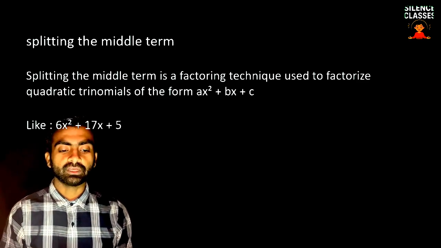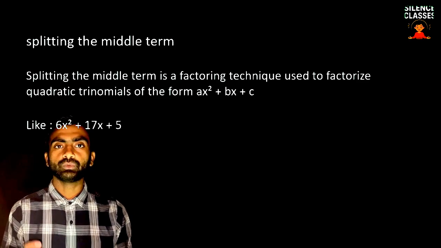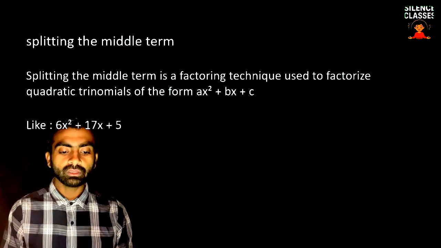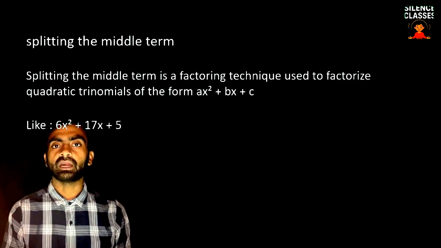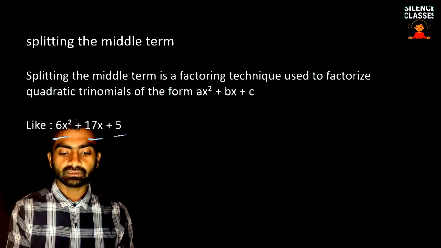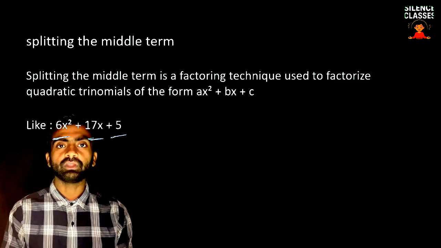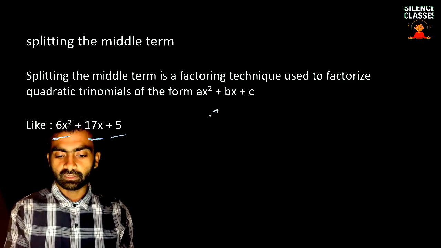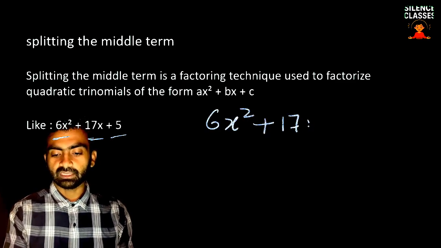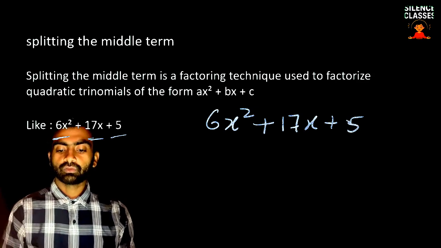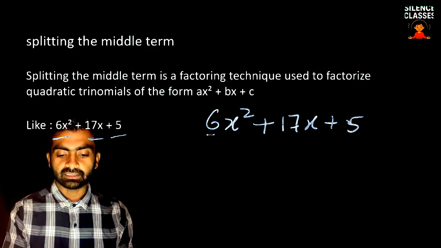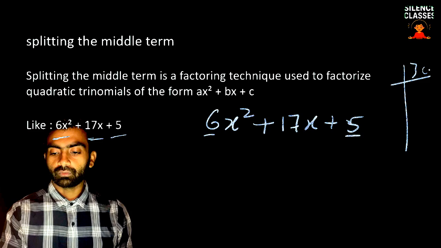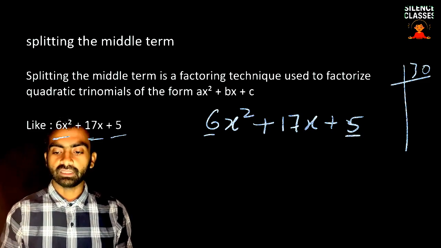Now let's move to splitting the middle term. By using splitting the middle term, we basically use this particular formula on trinomials, wherever there are 3 terms given to us. It is written over here like 6x square plus 17x plus 5. First of all, we have to multiply this and this term. 6 fives are 30, so we have to take the LCM as 30 of 30.